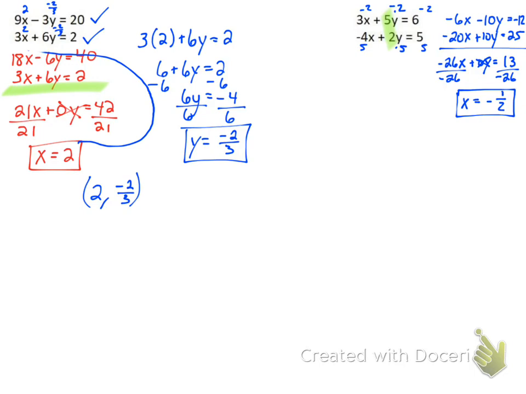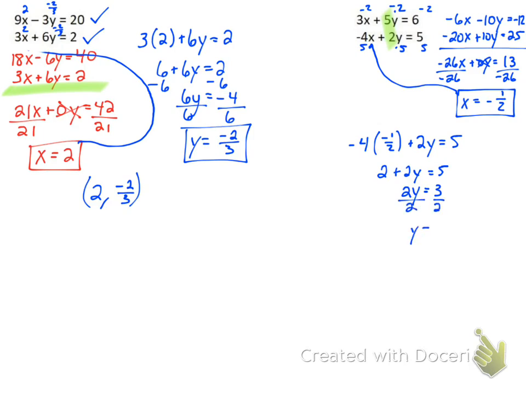Once I have one of my answers, I want to plug it back into one of the originals. The originals are always going to be smaller numbers, so that'll be kind of easy. I think the bottom one's going to be easier, so I'm going to go negative 4 times negative 1/2 plus 2y is equal to 5. So when I multiply these together, I get positive 2 plus 2y is equal to 5. Subtract the 2 to get 2y is equal to 3. And then divide by 2 to get y is equal to 1.5.